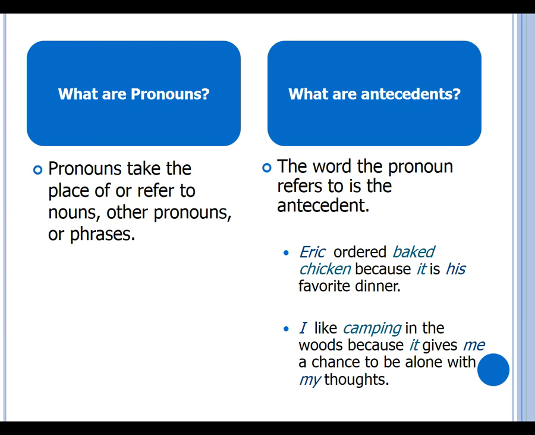I like camping in the woods because it gives me a chance to be alone with my thoughts. The pronoun it refers to the antecedent camping, and me and my refer back to I. Understanding antecedents is essential because you cannot use a pronoun without a clear antecedent.